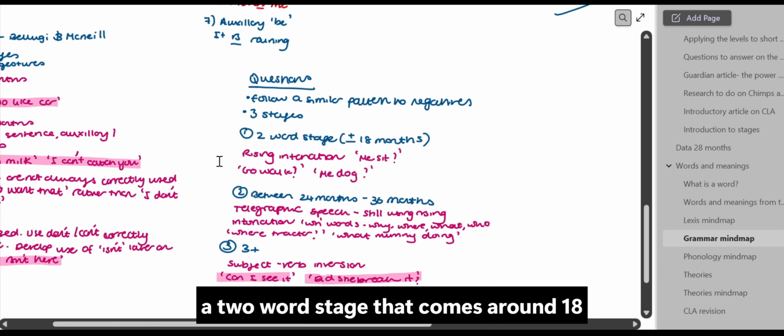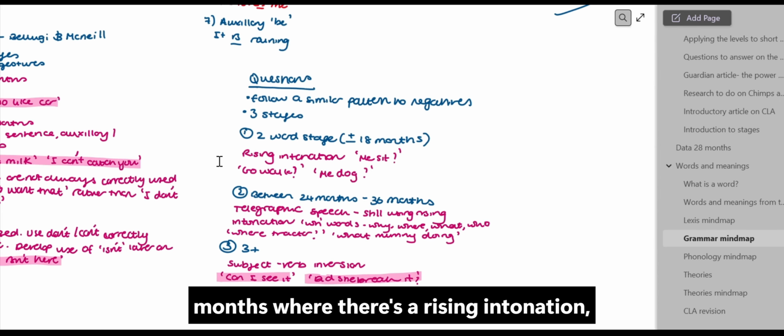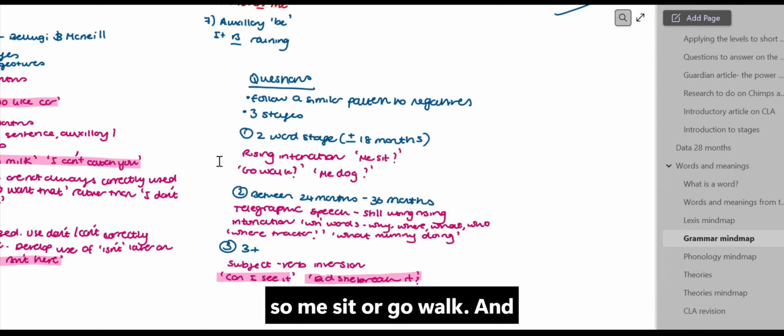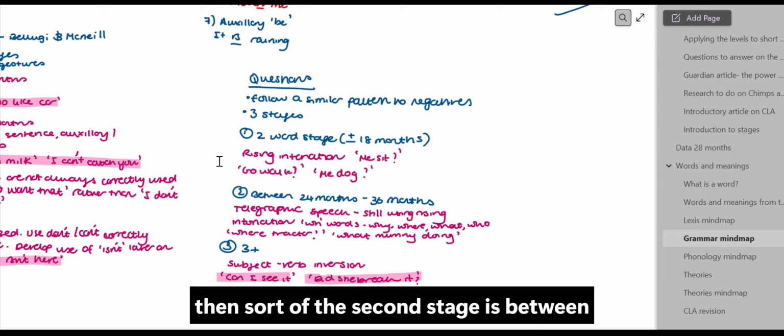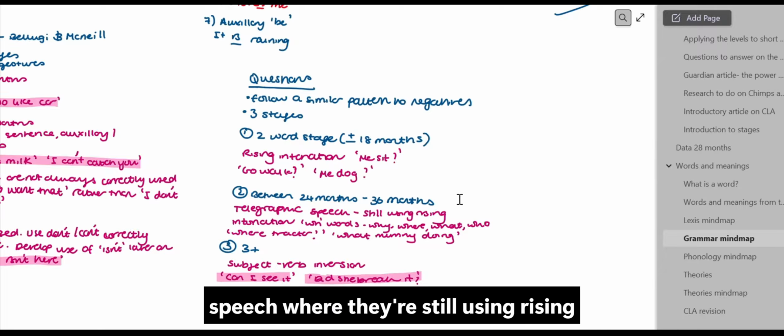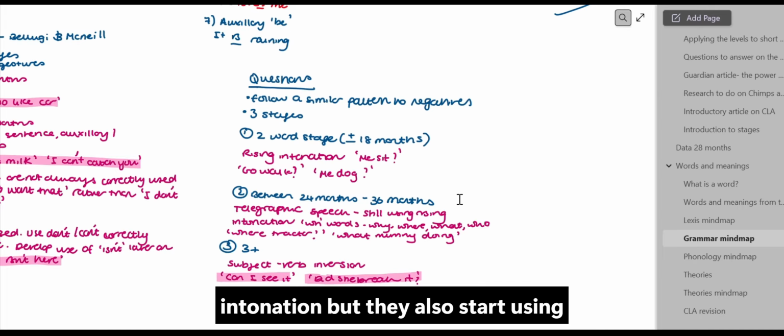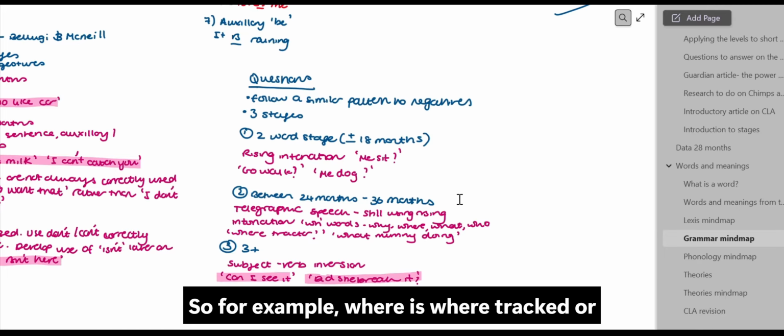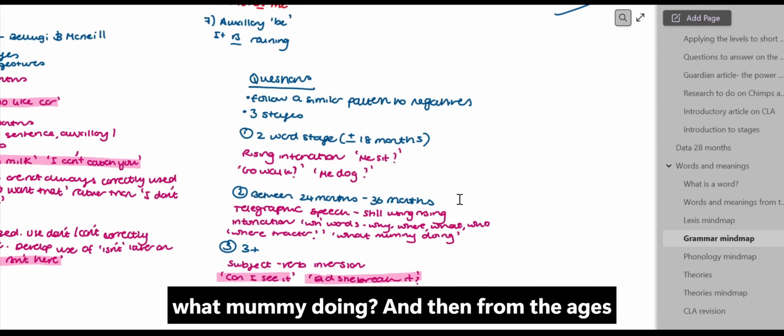So the first stage is the two-word stage that comes around 18 months, where there's a rising intonation. So, me sit or go walk. And then the second stage is between 24 to 36 months, and that's telegraphic speech, where they're still using rising intonation, but they also start using words like why, where, what, who. So, for example, where tractor or what mummy doing?